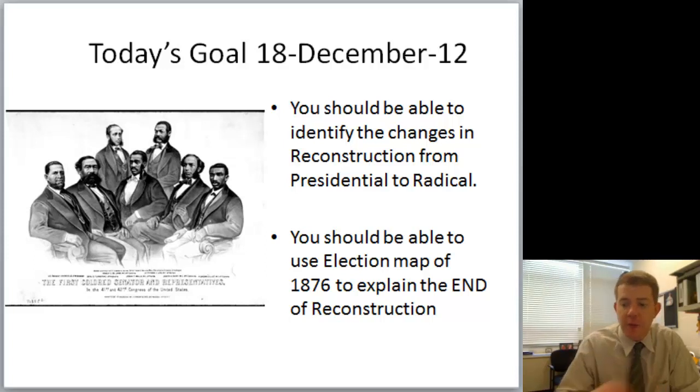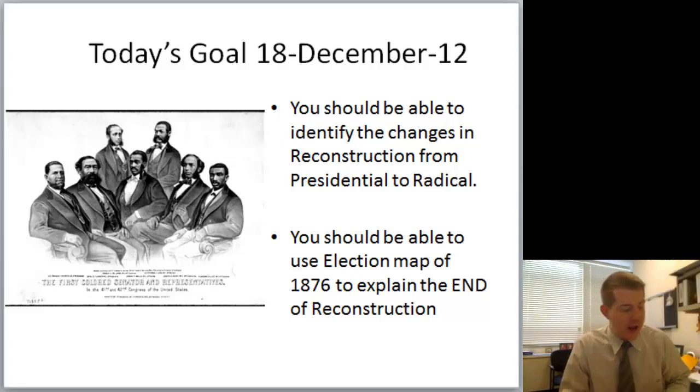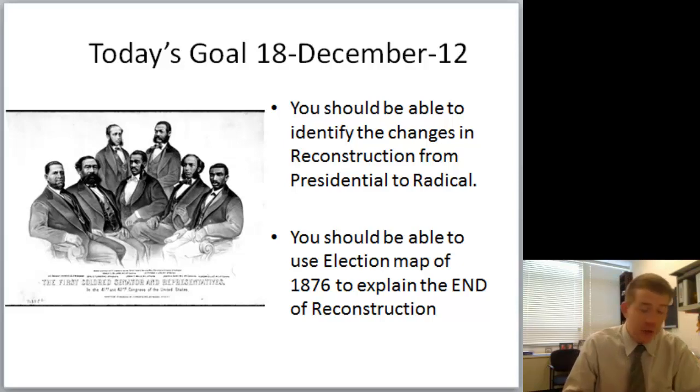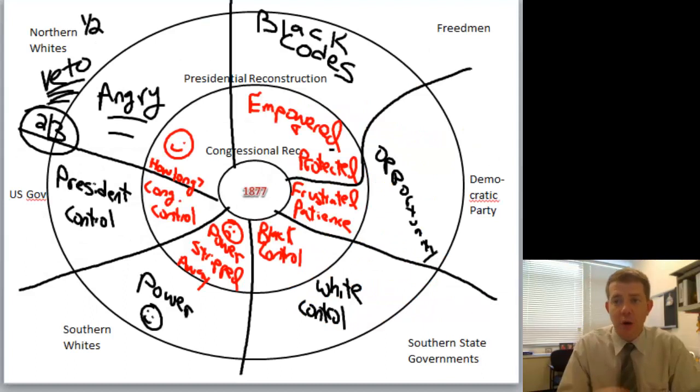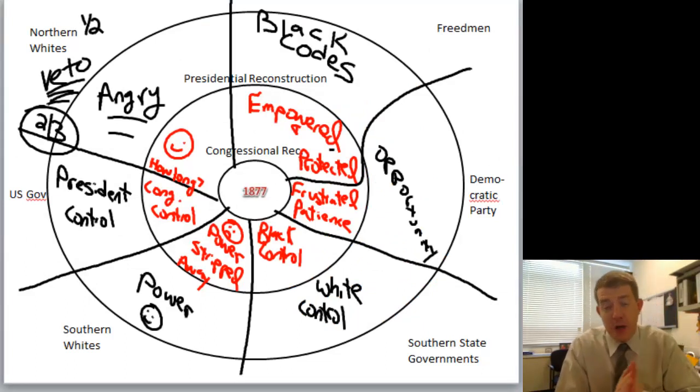I think it would be a good idea if you had the review sheet that I gave you in class today handy. I'll also put a copy of that on my website in case you either weren't in class or forgot your review sheet at home. But I'm going to try to keep this brief and just give you an overview of things that you should be reviewing for the test on Thursday.